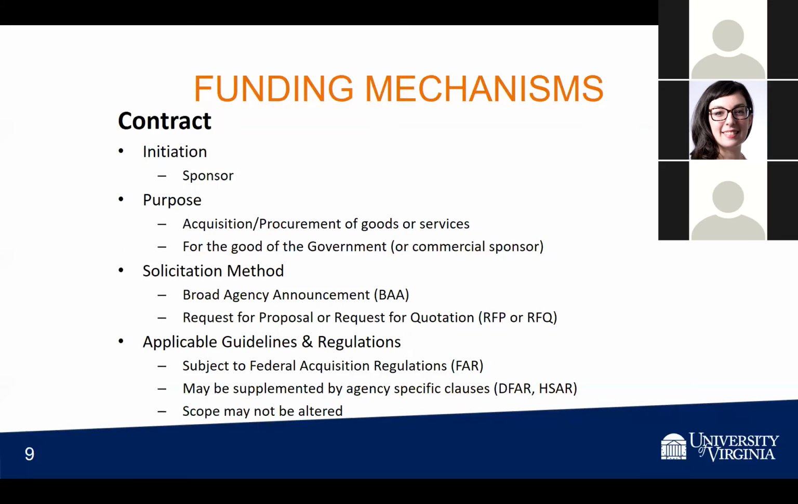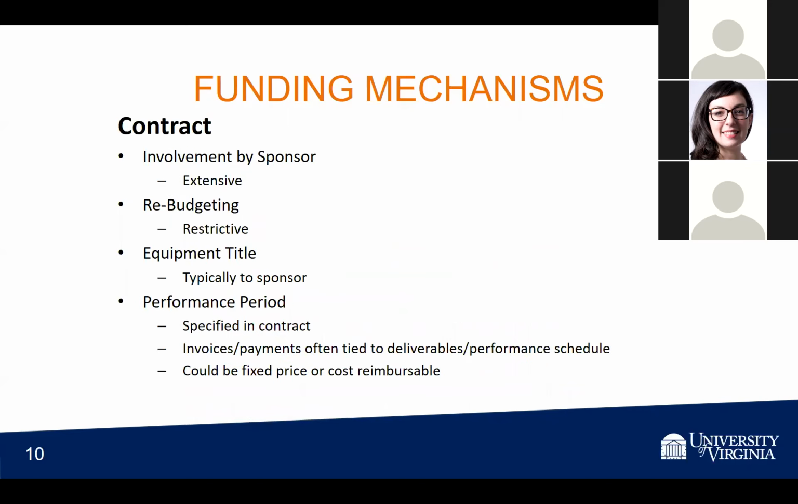And then, if the recipient of the contract, for some reason, doesn't carry out what we said we were going to do, we could default on the contract, and there could be a lot more risk and legal tricky business along with that. The involvement by the sponsor typically is going to be more extensive because the government is very specific about what they need, very specific about the timeline for which they want it delivered. And so they're going to be closely monitoring the progress of whatever they're procuring.